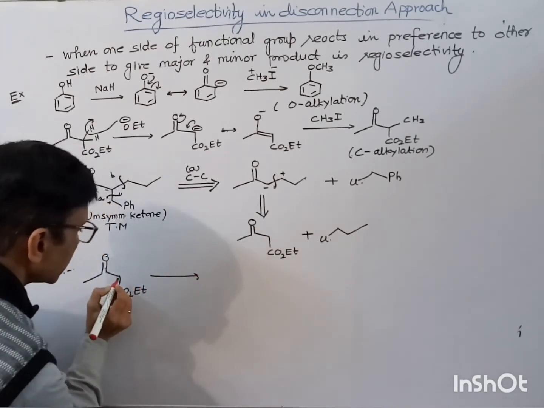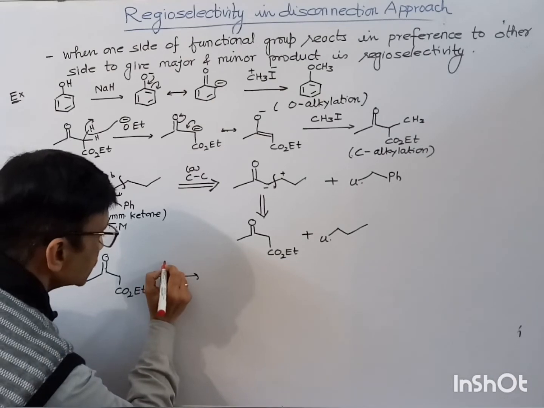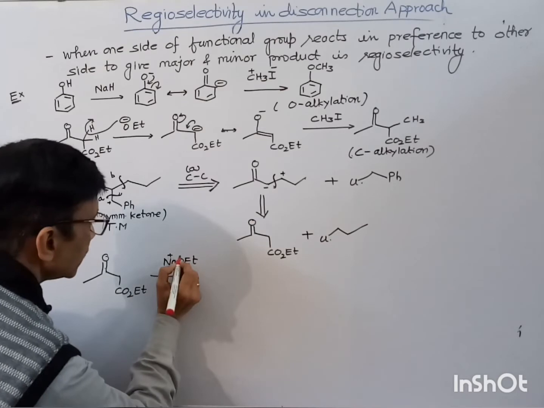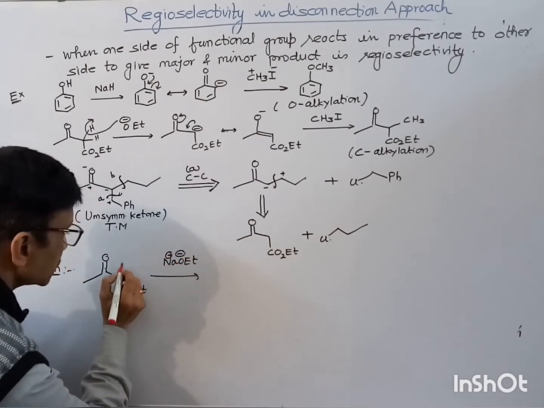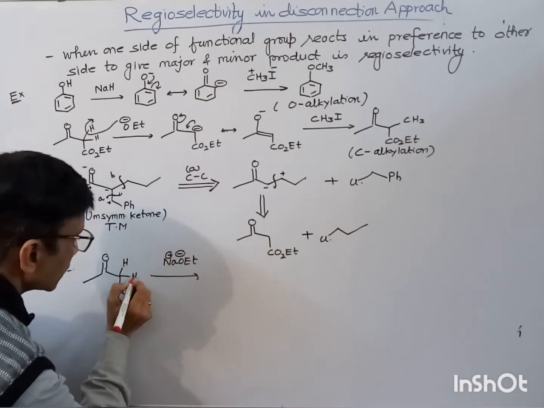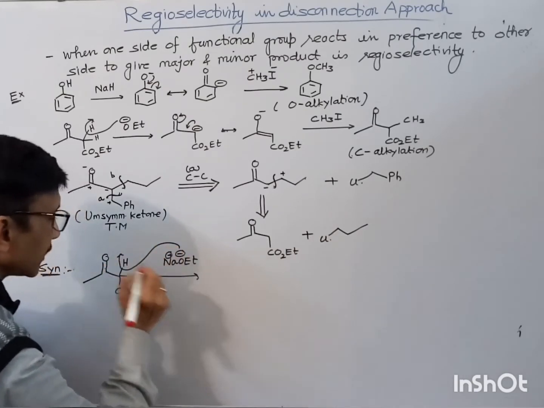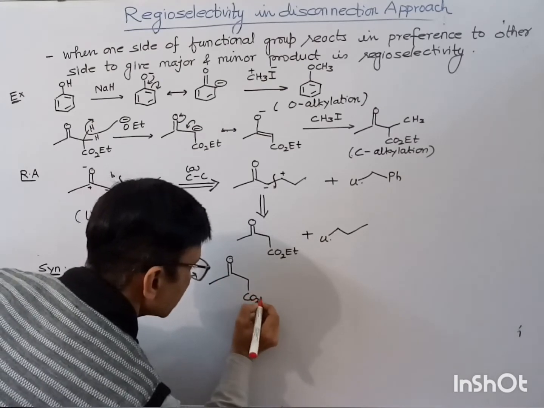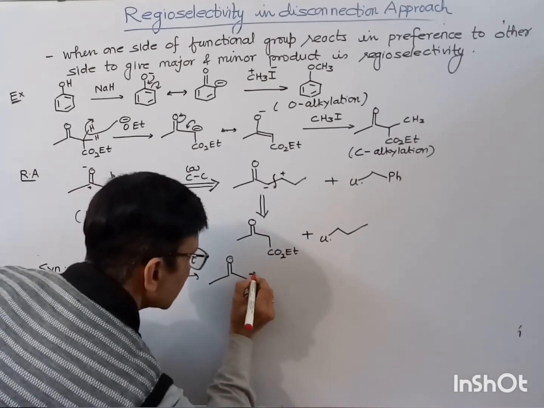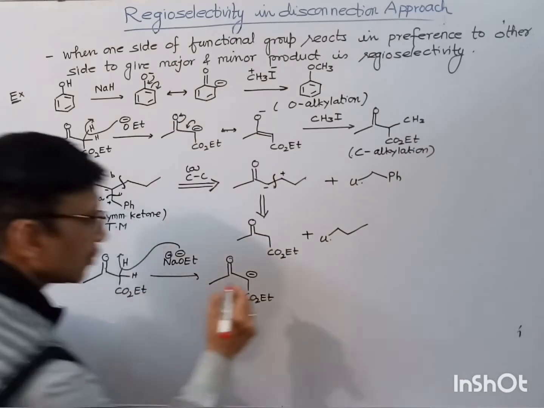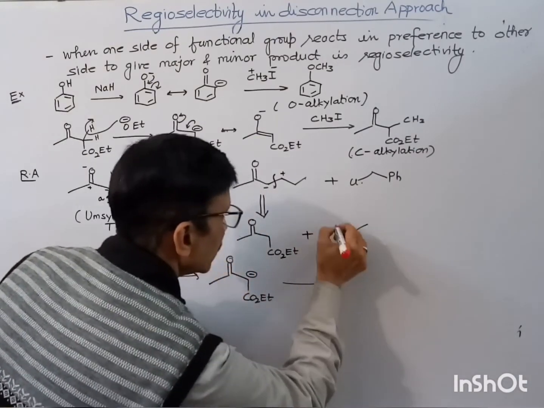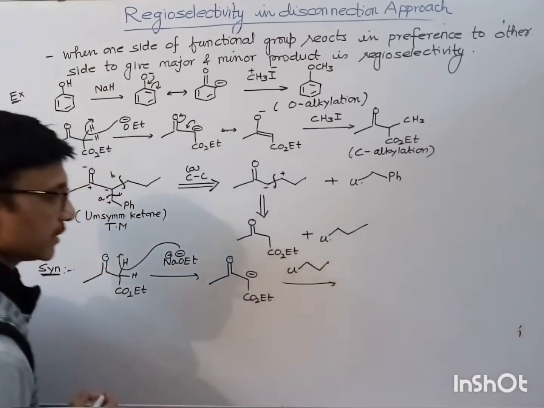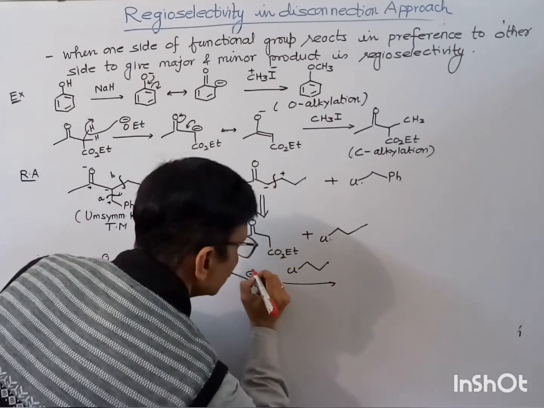So first of all, this is the active methylene compound, in the presence of sodium ethoxide. So this will grab this acidic hydrogen from here, and you will get a minus charge over here. Now you have this propyl chloride. Now the SN2 reaction will occur.